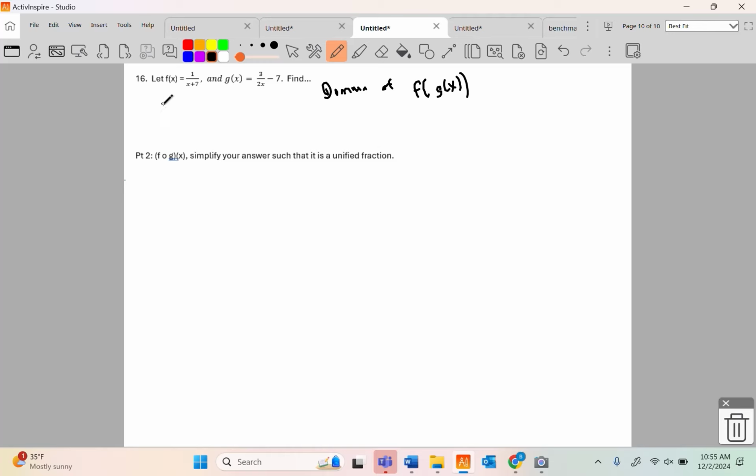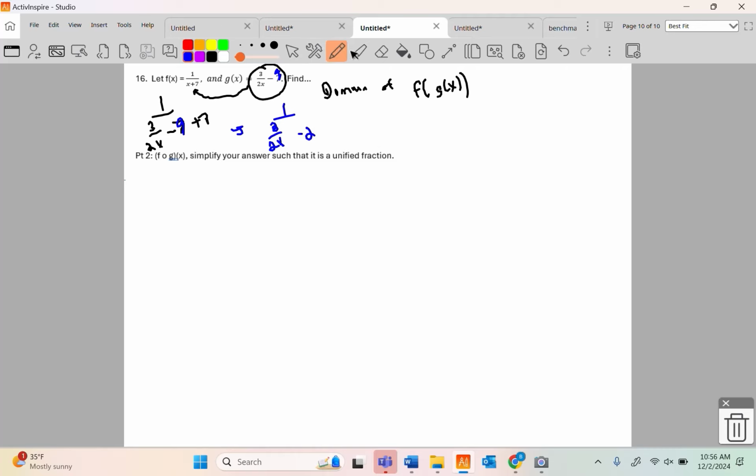All right. So everywhere I see an x, I'm going to become this. So that's going to become 3 over 2x. Then I have minus a 7 plus a 7. Oh, that worked out nicely. Let's make this a different number. Make that minus 9. Anyways, cleaning up a little bit here, I get 1 over (3 over 2x minus 9 plus 7), which is minus 2.